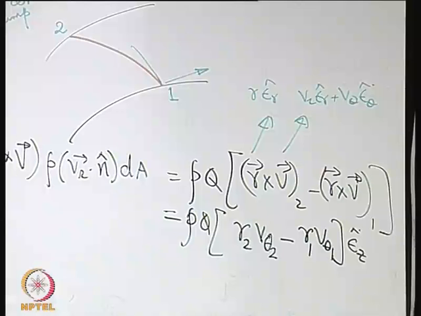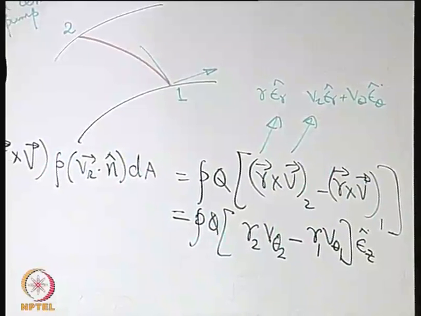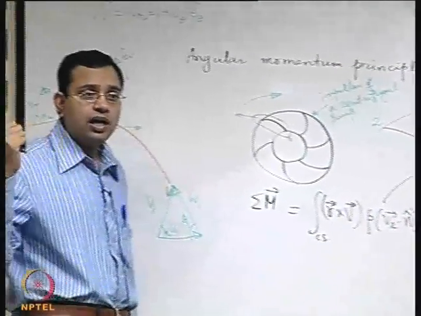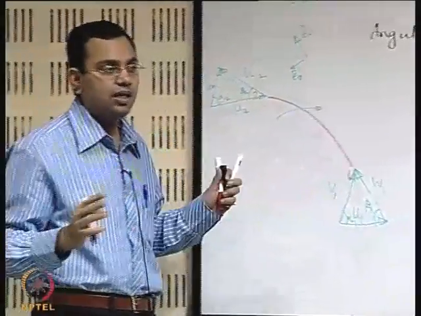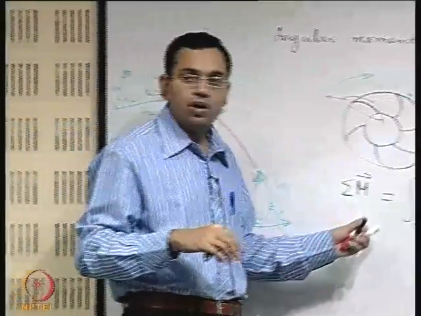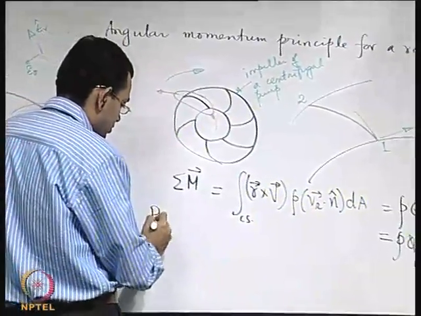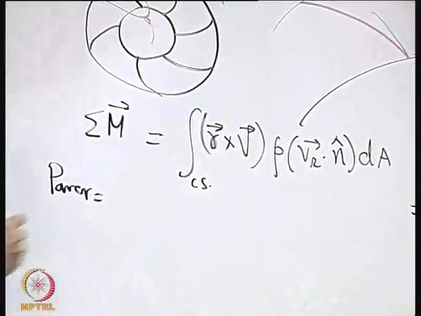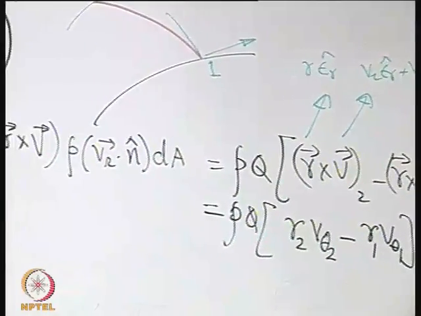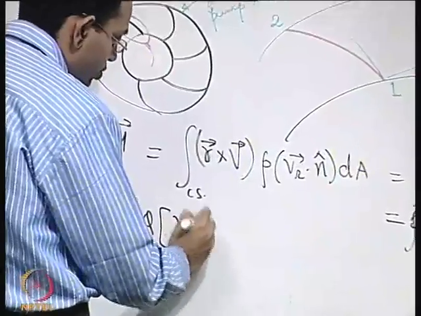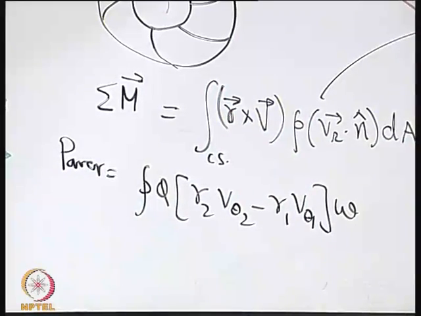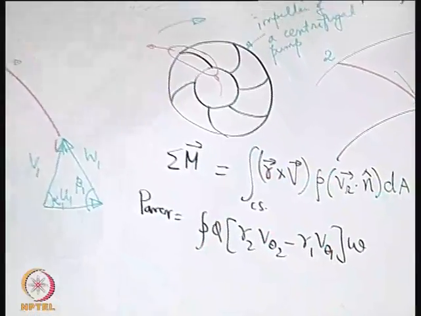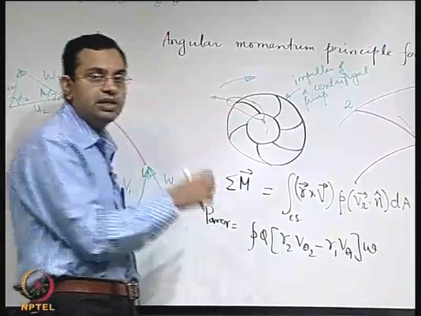Now, because of this moment of all the forces, you have a net power or rate of work done. Whether it is work output or work input depends on the type of the device, whether it is imparting energy to the fluid or taking energy away from the fluid. Accordingly the sign of the power will change, but the magnitude of the power will always be given by this principle. So what is that power? Consider the magnitude of this with respect to the z axis, times the angular velocity. So that becomes rho Q (r2 V theta 2 minus r1 V theta 1) into omega. We have not really bothered about the algebraic sign of omega, because the algebraic sign of this will depend on whether it is a work producing or work absorbing device.